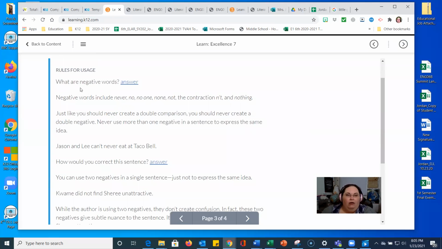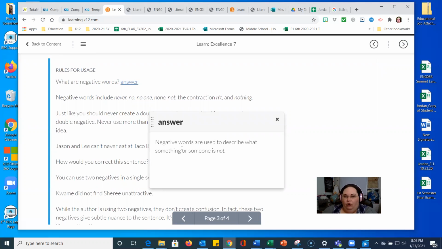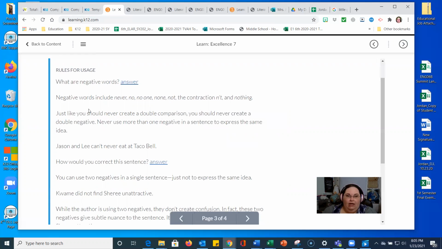Rules for usage. What are negative words? Negative words are used to describe what something or someone is not. Negative words include no, never, none, no one, not, the contraction with an N apostrophe T, and nothing. All of them start with an N. Just like you should never create a double comparison, you should never create a double negative. Never use more than one negative in a sentence to express the same idea.